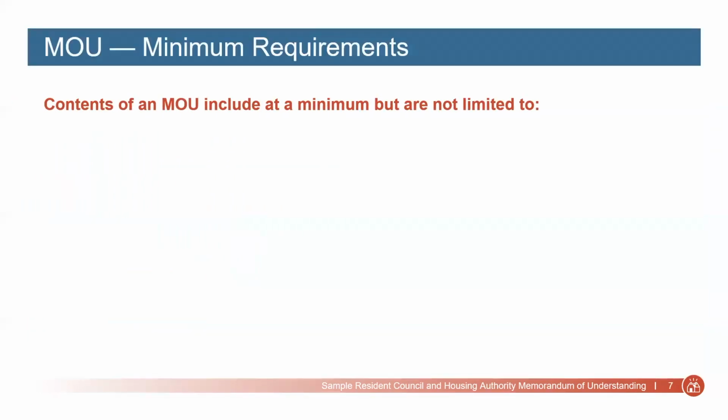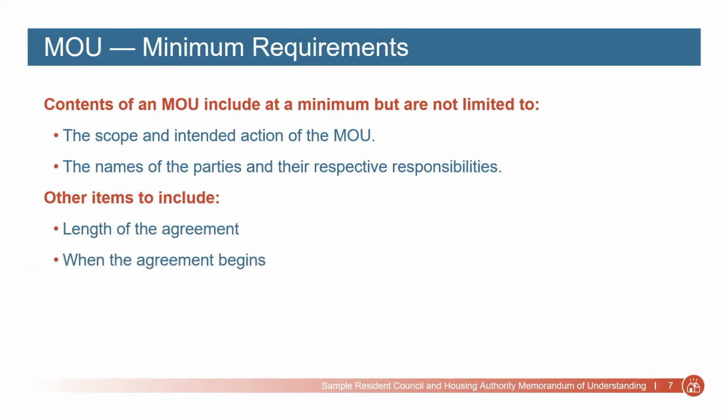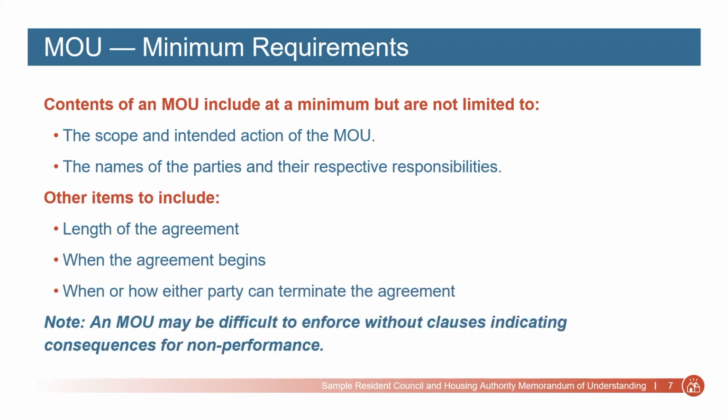Contents of an MOU include, at a minimum, but are not limited to, the scope and intended action or project of the MOU, and the names of the parties and their respective responsibilities. Other items to include are the length or period of the agreement, when the agreement begins, and when or how either party can terminate the agreement. It is important to note that it may be difficult to enforce, in court or otherwise, an MOU unless it includes a clause indicating consequences for non-performance.